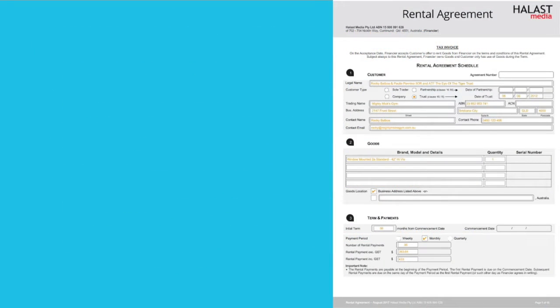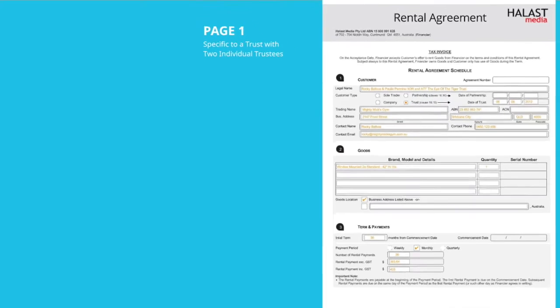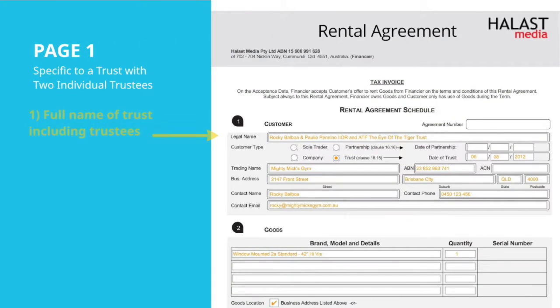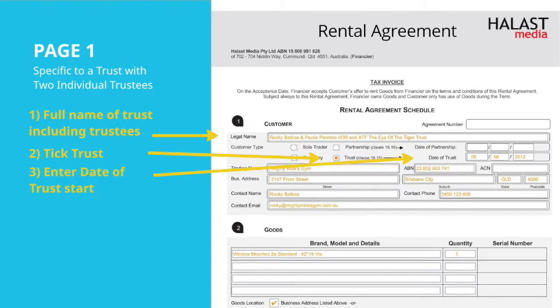Let's take a look at page 1 of the agreement. The full name of the trust, including the individual trustees, must be included as the legal name. You will tick Trust as the customer type. As you can see, there is an arrow to remind you that with a trust, you need to ensure that you enter in the date of the trust's start date. The easiest way to find this date is via an ABN search, which will list the date created.